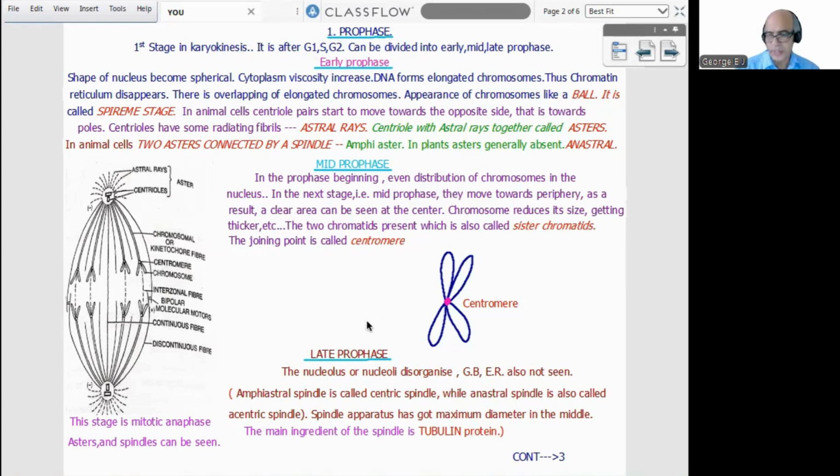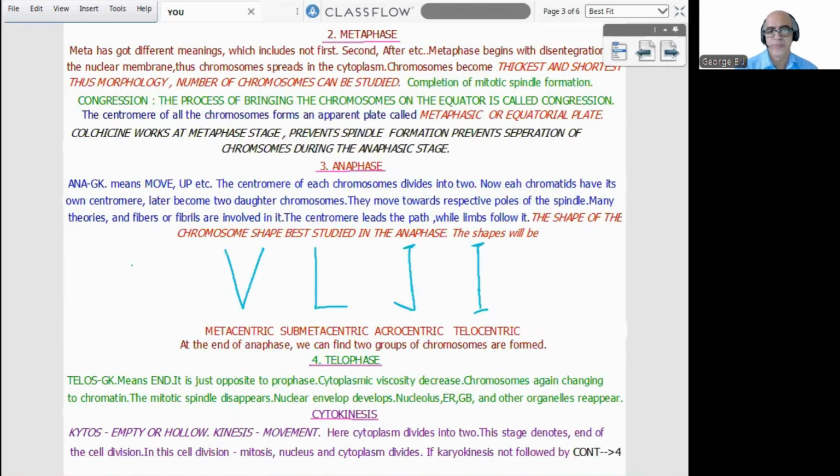I think this page is clear. Late prophase is important for the exam. Nucleolus and nucleoli are disorganized, Golgi body and endoplasmic reticulum also not seen. Spindle fiber is made up of tubulin protein. I think this page is clear. We can proceed to the next page.